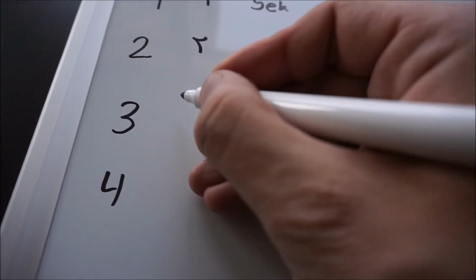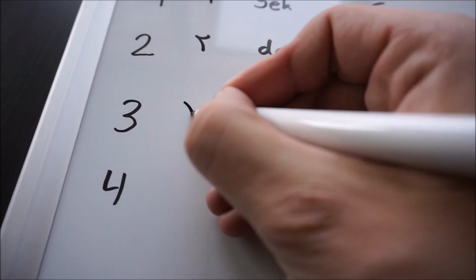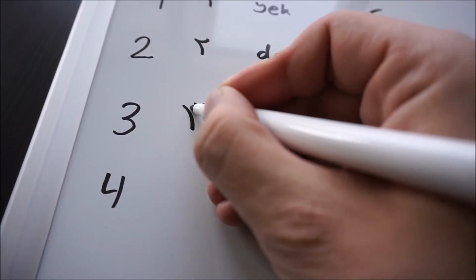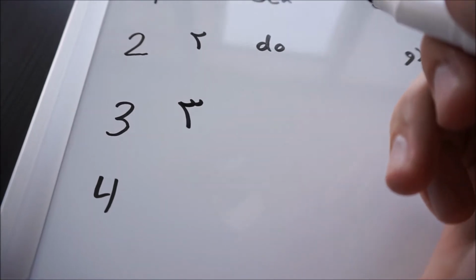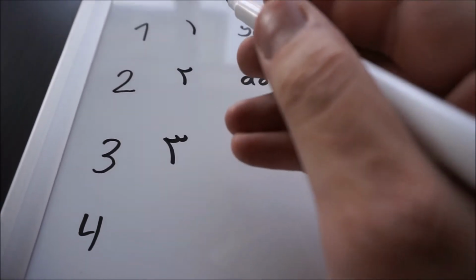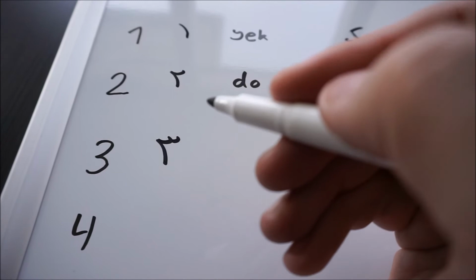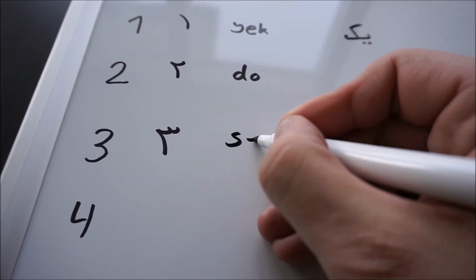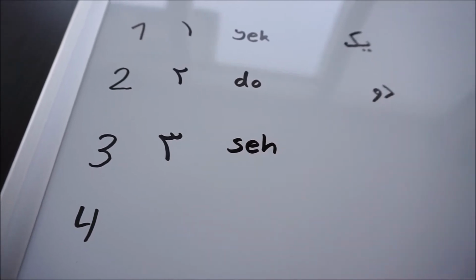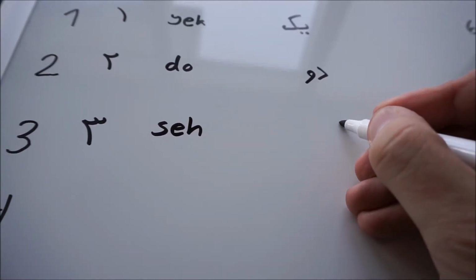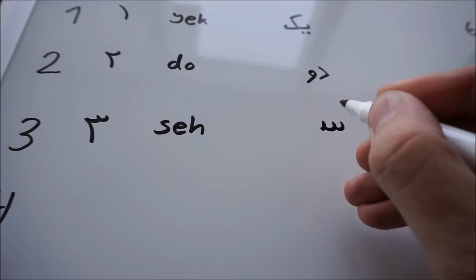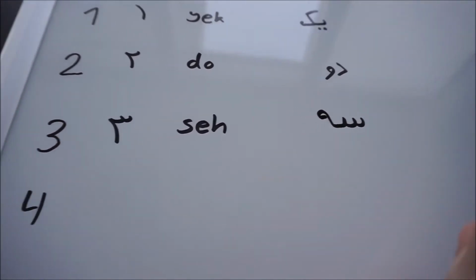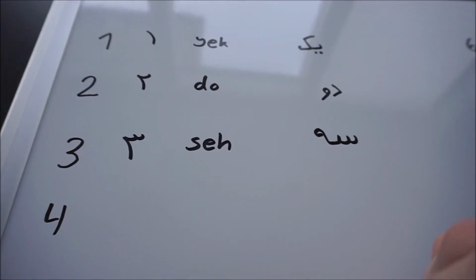Number 3 adds yet another dimension to the slanted line. So instead of just one line on top, we add a little twist to the line. So the first 3 you can see are basically an evolution of the same symbol. And this is called se. Se. And se is written like this. So yek, do, and se.